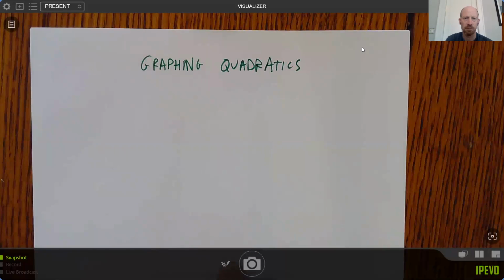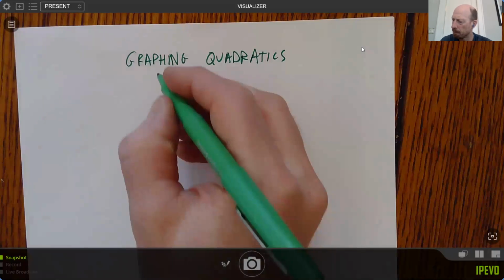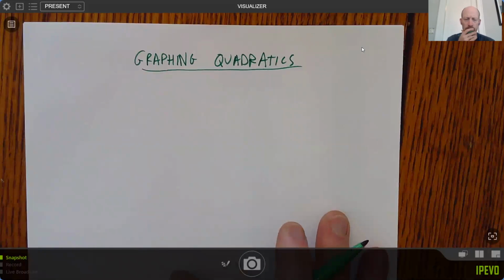Graphing quadratics. And the first thing, I really want to emphasize the similarities between our study of quadratics and our study of lines.